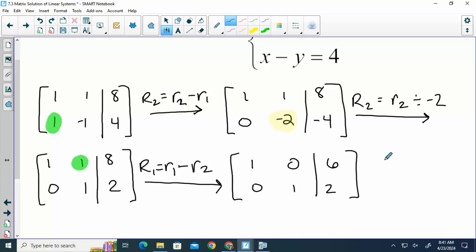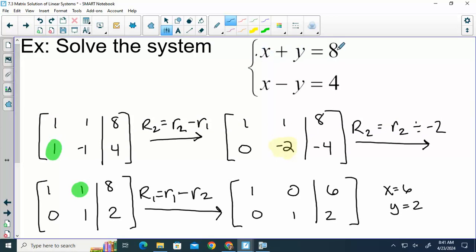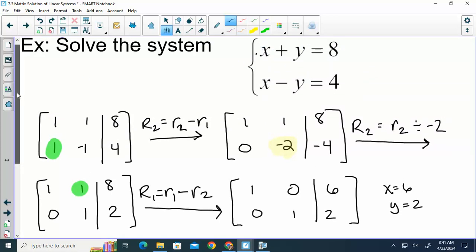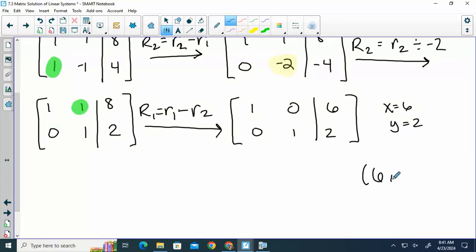Yeah. The first equation says X equals 6, and the second one says Y equals 2. Okay, and we can check ourselves. 6 plus 2 equals 8. 6 minus 2 equals 4. So we have the right answer. So our answer is ordered pair 6, 2.